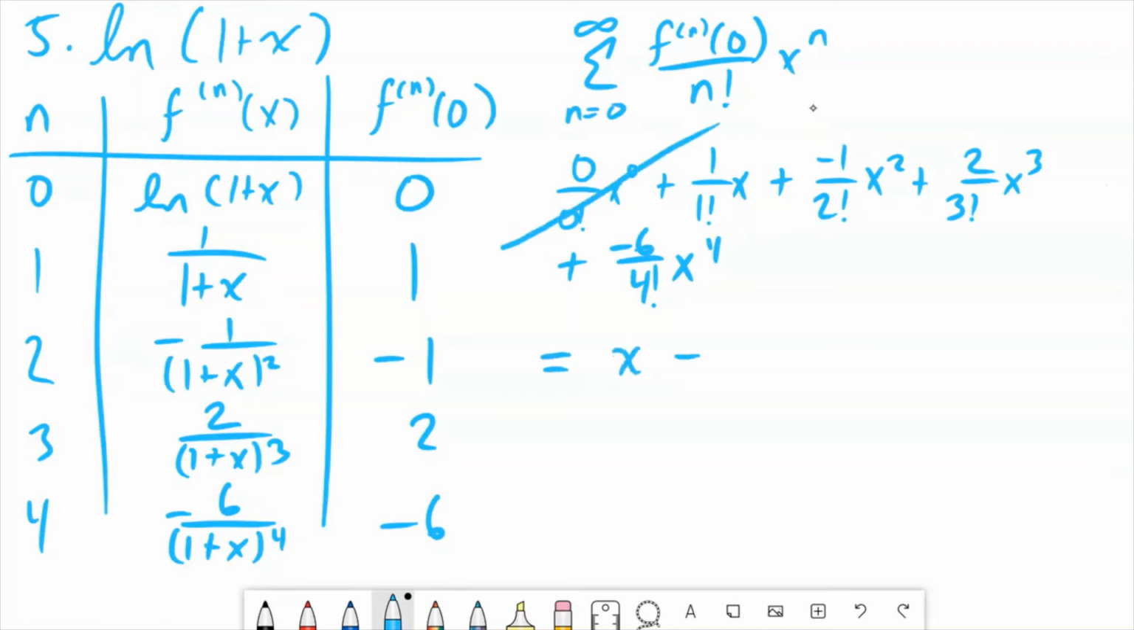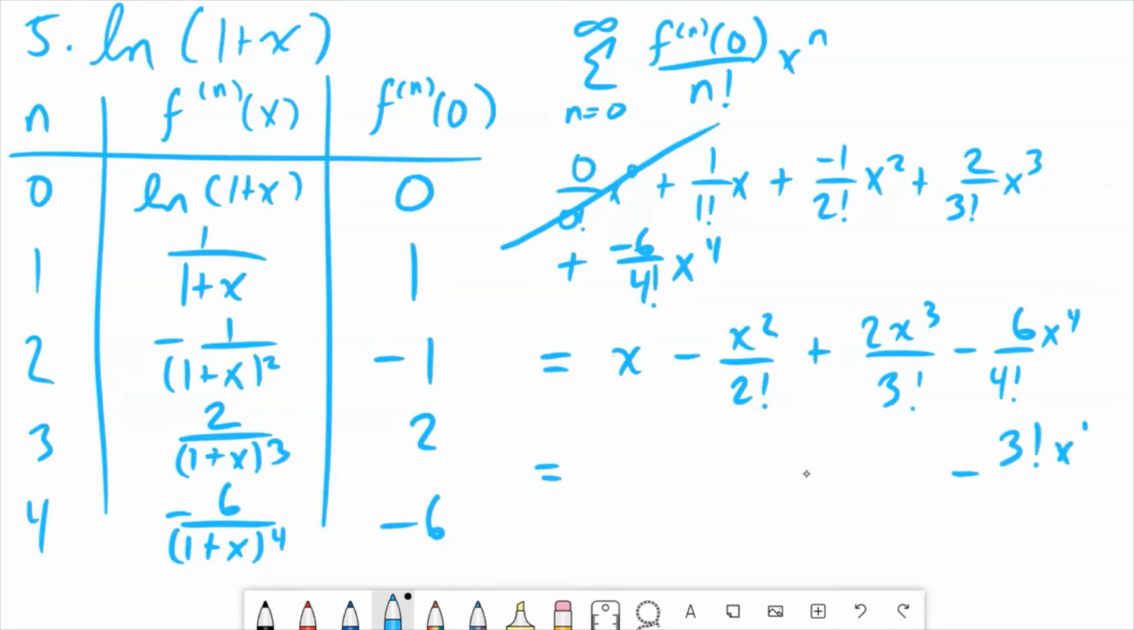x minus x squared divided by 2 factorial, plus 2x cubed divided by 3 factorial, minus 6 divided by 4 factorial x to the 4th. And we can even simplify further with this factorial because something appears on the top. The way I can rewrite 6 is actually 3 factorial. And the way I can rewrite the bottom is 4 times 3 factorial, because that's what a factorial is. So now this can cancel out with this. So I'm left with x to the 4 divided by 4.